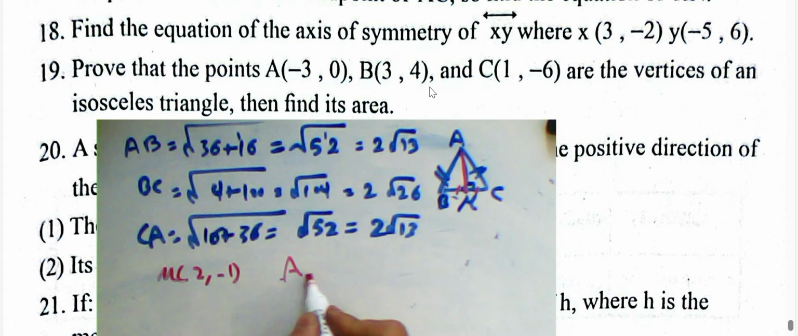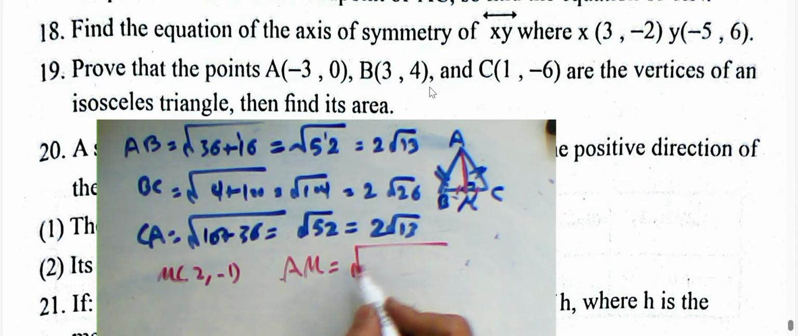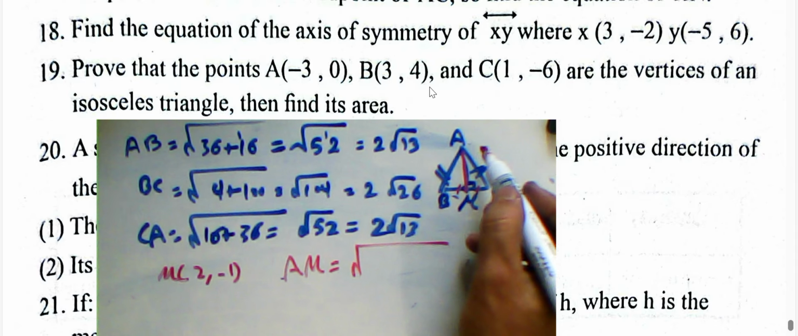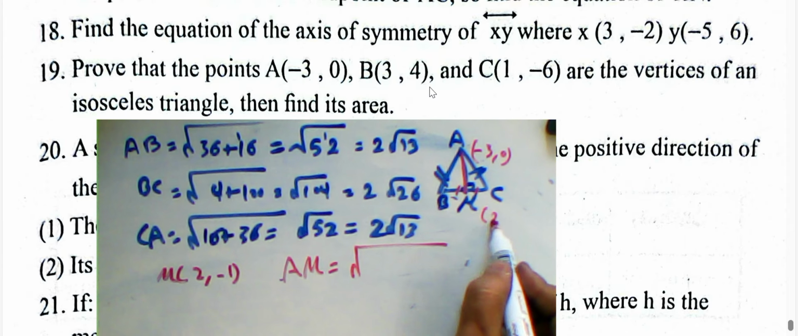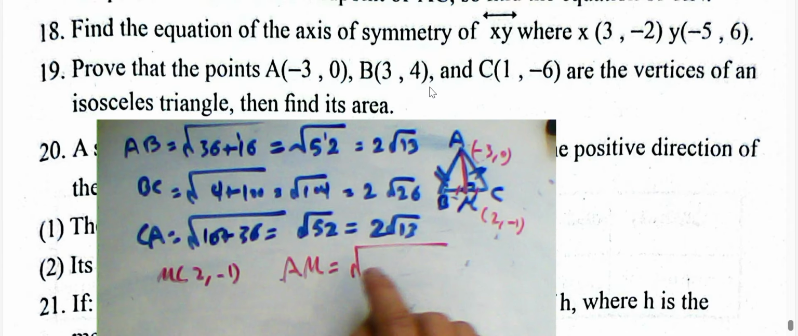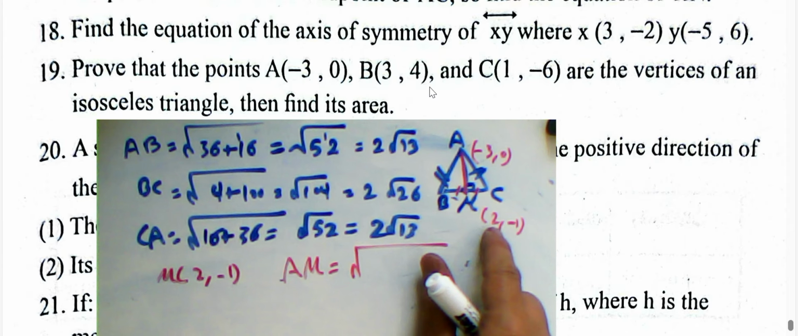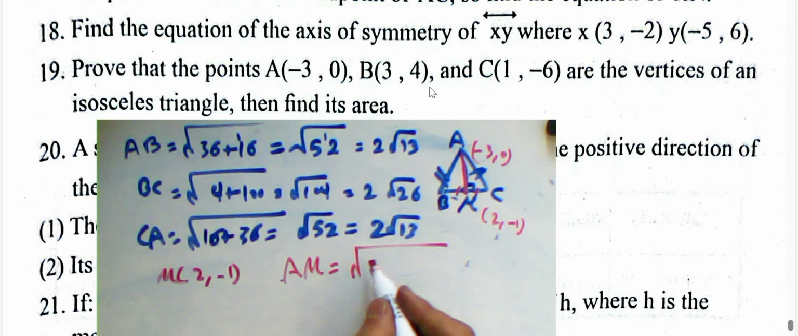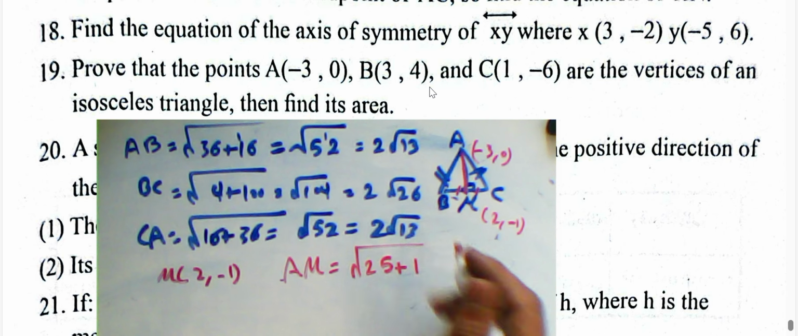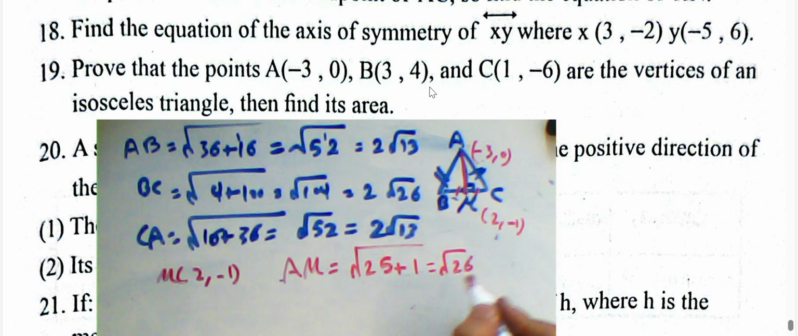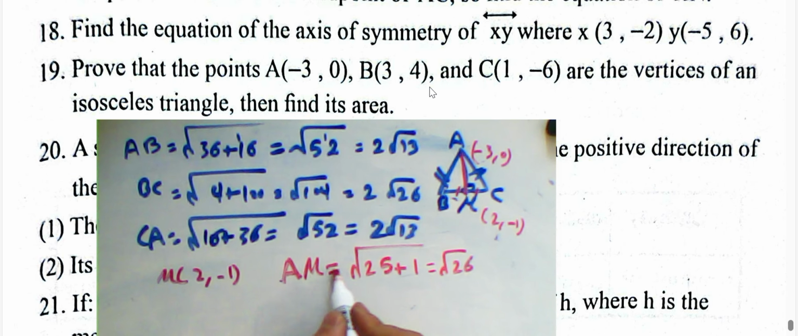Then I will find the distance between A and M. The coordinates of point A are negative 3 and 0, and point M is 2 and negative 1. We find the distance: 2 plus 3 equals 5, 5 squared is 25. And negative 1 minus 0 is negative 1, squared is 1. The result will be the square root of 26. It's the length of AM.